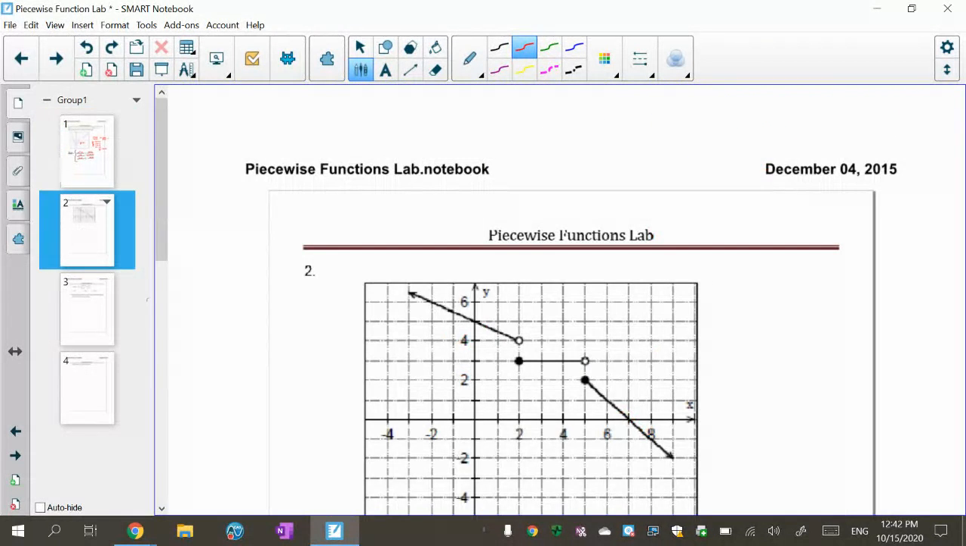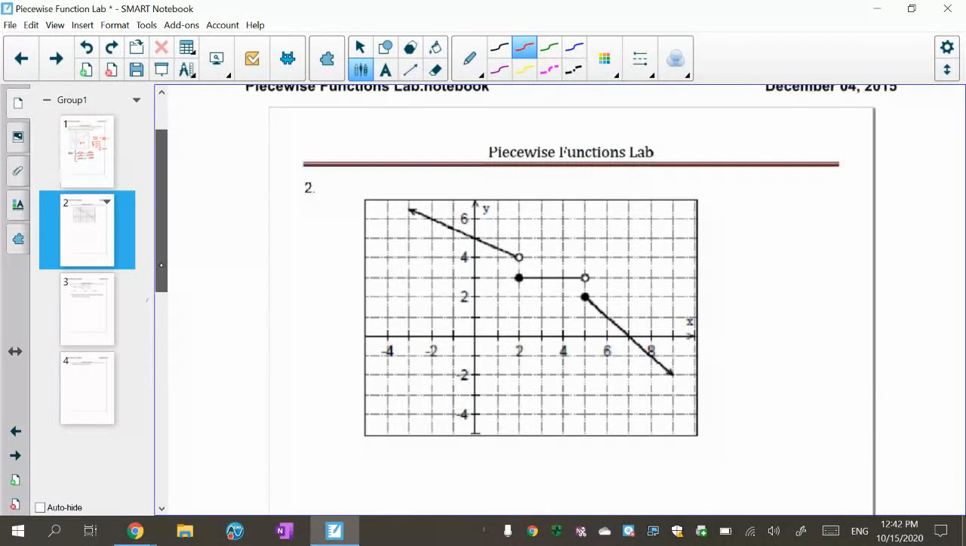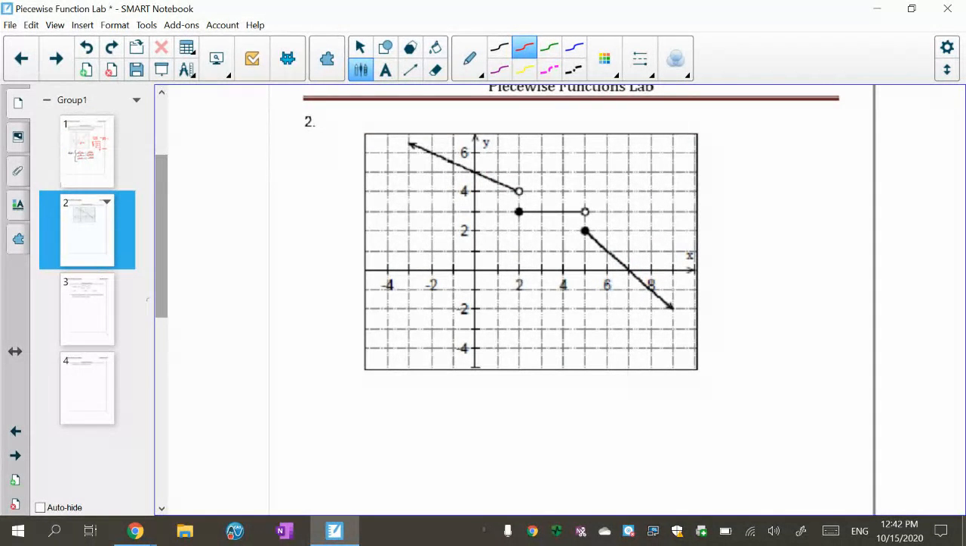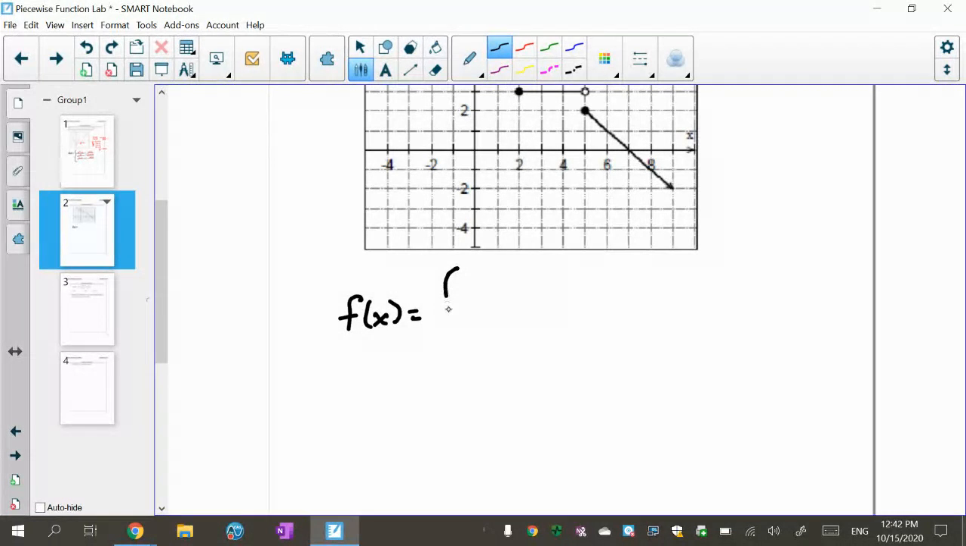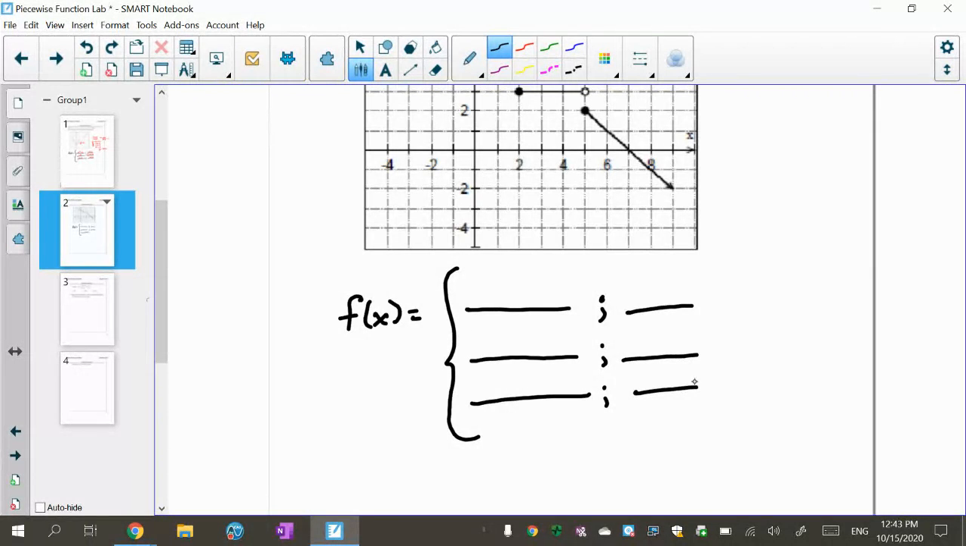Let's try the next one. This one doesn't have any parabolas in it. It's just 3 lines. So let's set up what this is going to look like, and then we'll fill in all the blanks. I have f of x equals my big bracket, then I have my 3 pieces, set it all up, my semicolon for my domain restrictions, and then the line there so I can figure that out as well.